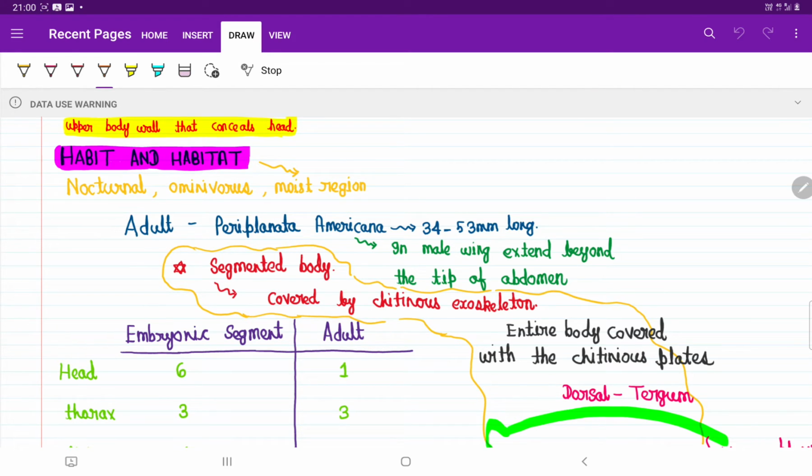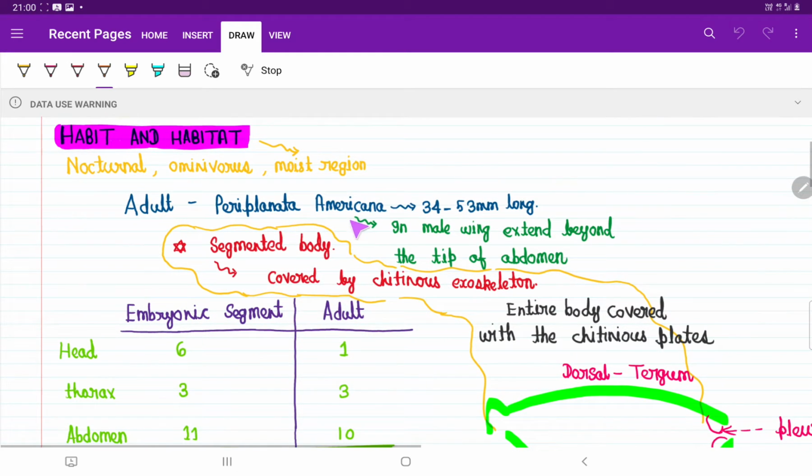Okay, fine. In this chapter we will see the species Periplaneta americana. This Periplaneta americana is 34 to 53 millimeters long. Obviously they are dioecious animals, so they have individual males and individual females. In the male, the wings extend beyond the tip of the abdomen, so their wings cross the tip of the abdomen and so on, right?